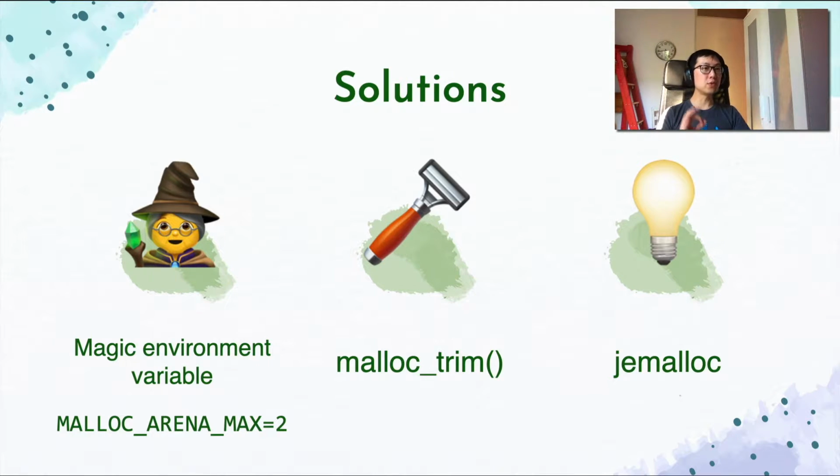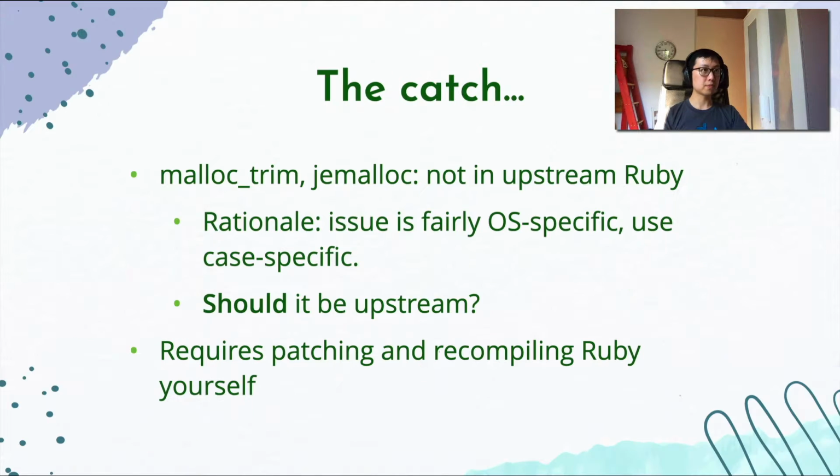There are roughly 3 ways to solve memory bloat. Number 1, you could set a magic environment variable. Or number 2, you could have the Ruby garbage collector call an API called malloc_trim. Or number 3, you could swap out the memory allocator used by Ruby altogether and replace whatever memory allocator it uses by default on an operating system with a custom one called jemalloc, which is a memory allocator that is very efficient and does not exhibit all these memory bloating issues.